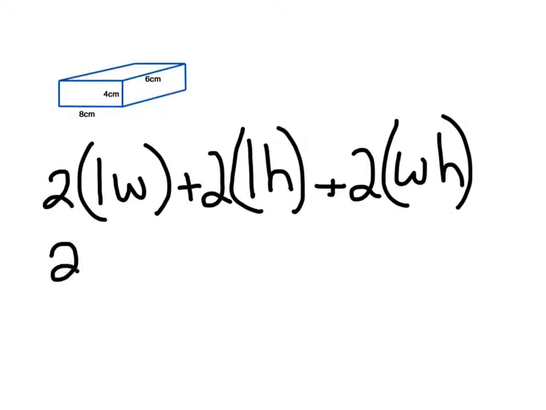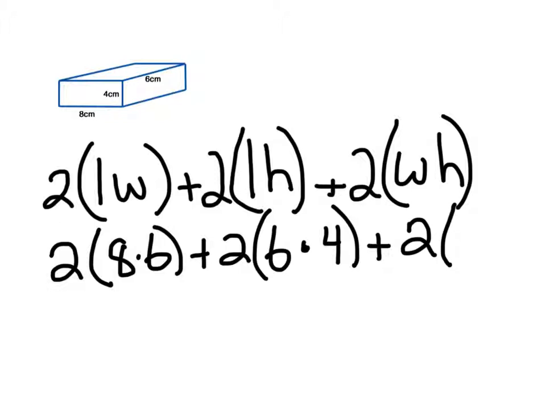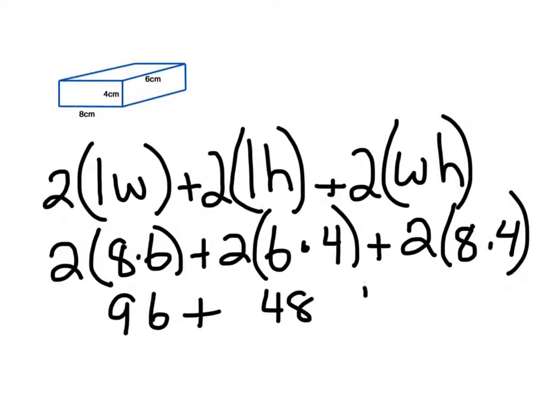So in this case, it's 8 times 6 plus 2 times 6 times 4 plus 2 times 8 times 4. Okay, and we will get the 96 plus 48 plus 64, just like we did in the other problem.